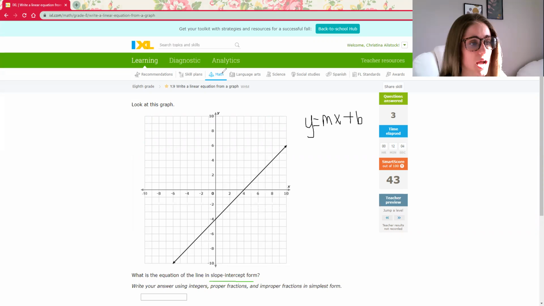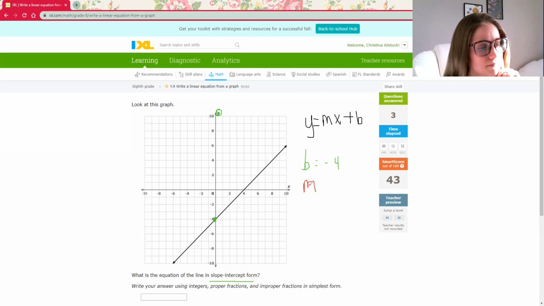All right, let's find our y-intercept. Our y-intercept is where it crosses the y-axis. So here's my y, that's the y-axis, it's vertical. And I see my graph crosses right here, which is -4. B is -4.